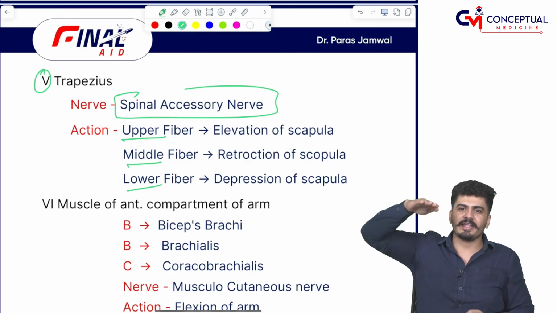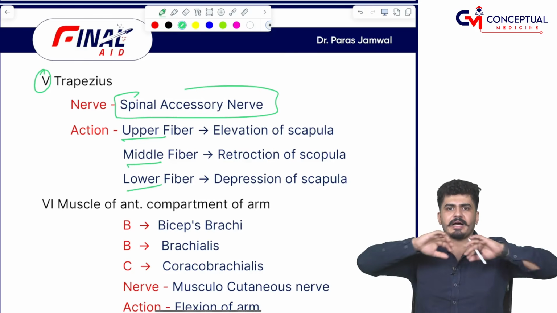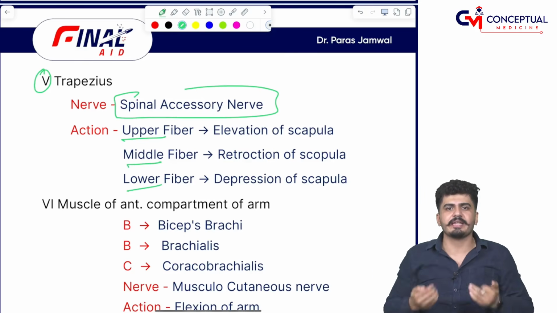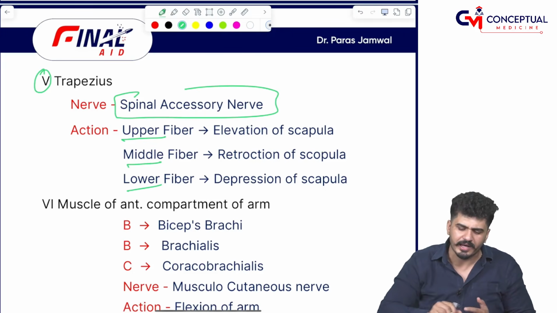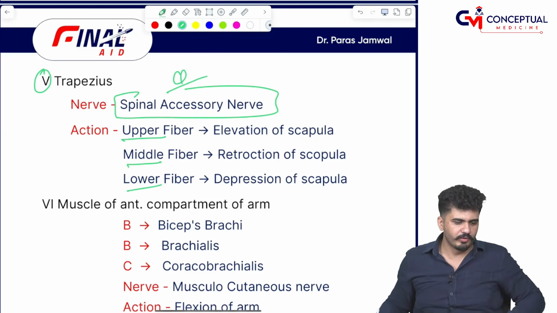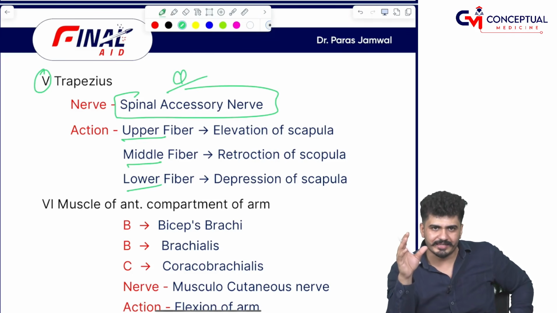तो ऊपर करने का काम किसी का, रिट्रैक्ट करने का काम किसी का, नीचे लाने का काम किसी का. 3 फाइबर एक मसल के कौन सप्लाई किया? Spinal accessory nerve. Who is supplying that? Spinal accessory nerve is supplying the trapezius, upper, middle and lower fibers.